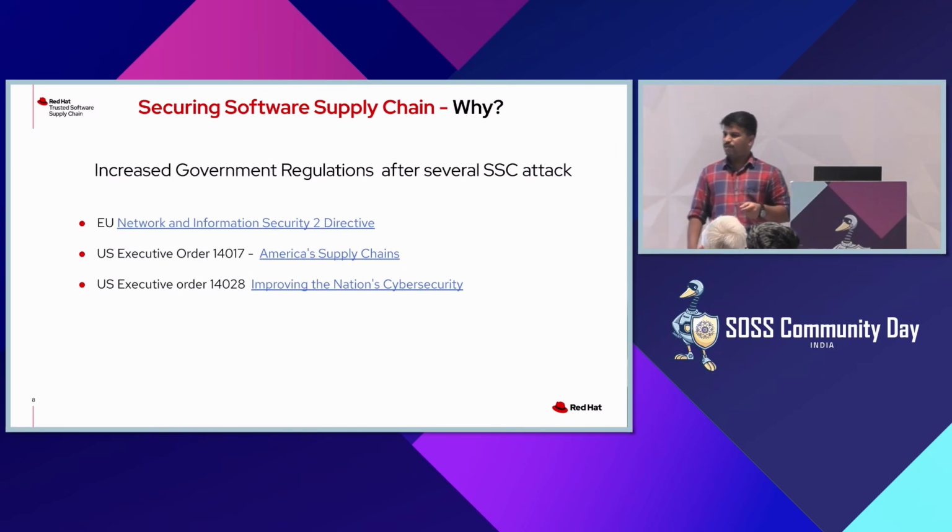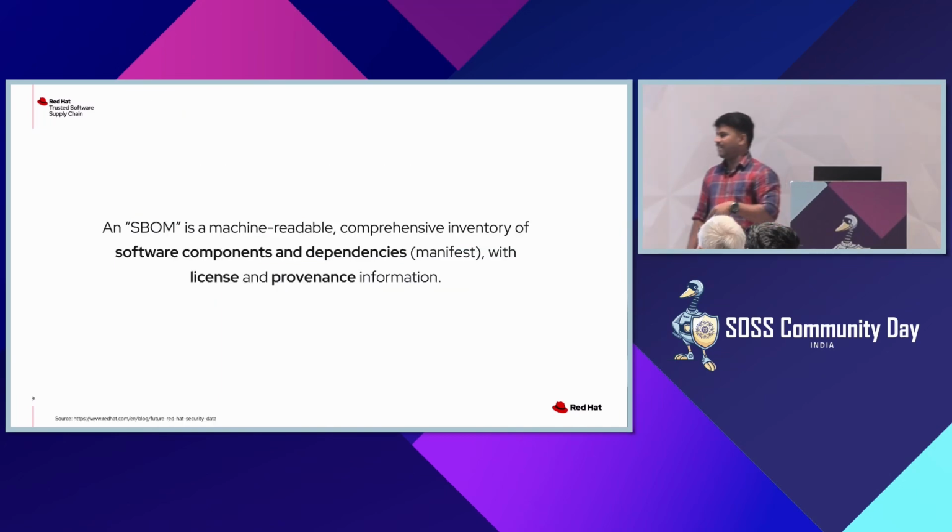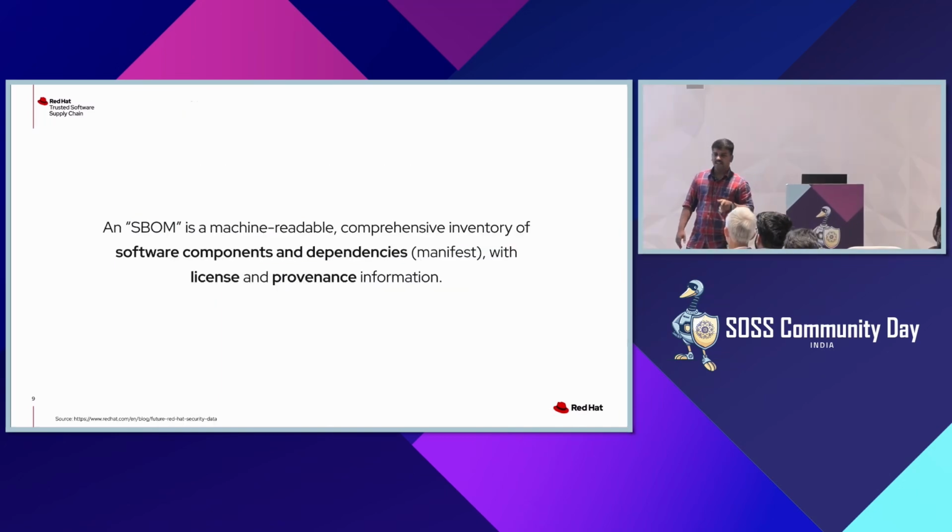So when I say software bill of material, that's what the topic is about, right? So let's discuss the software bill of material. A software bill of material is nothing but a machine-readable, comprehensive inventory of all the software components and dependencies with license and provenance information. It's a lot of words, right? If you want me to simplify it, one of my team members just told me it's just a glorified version of dependency, but it's not.